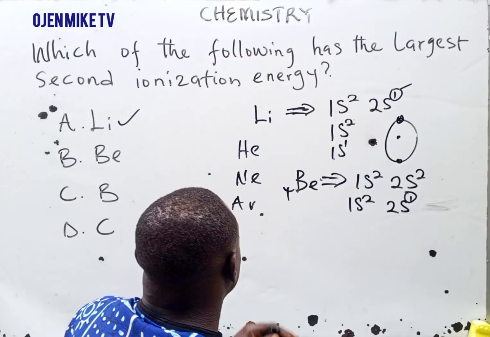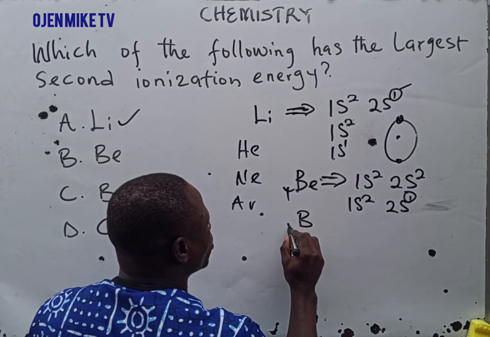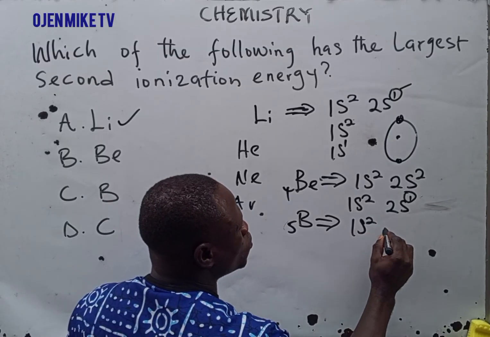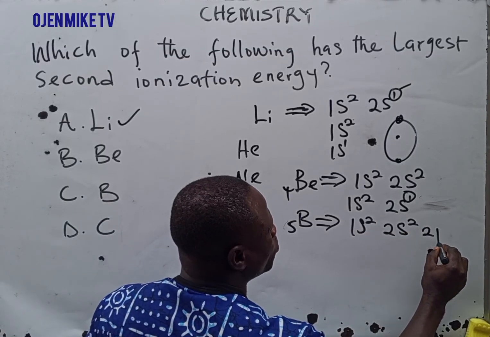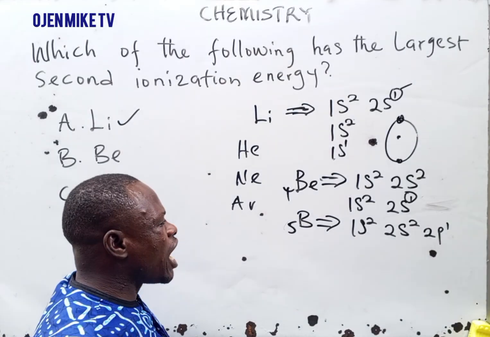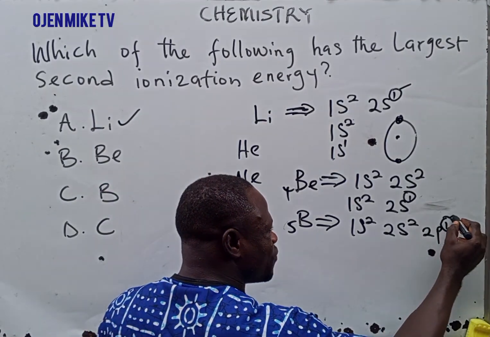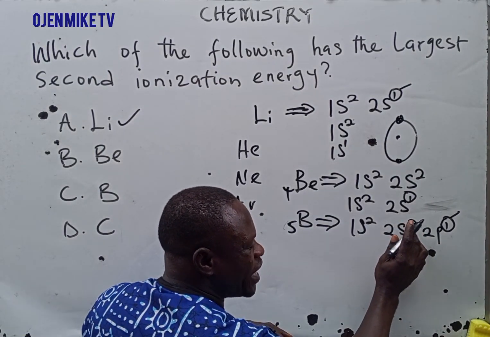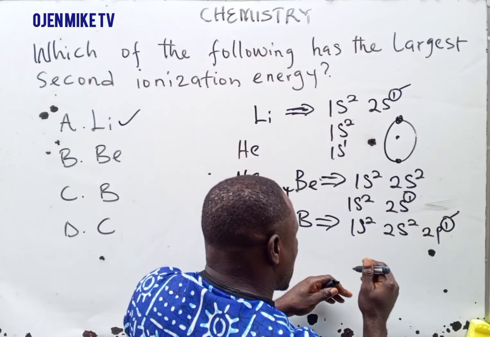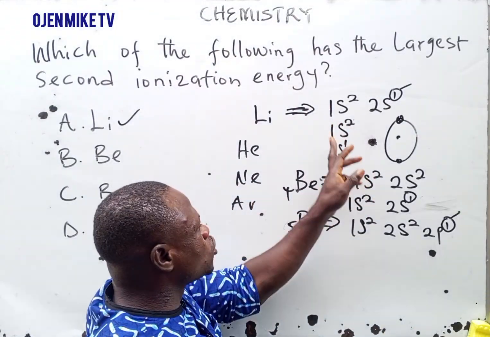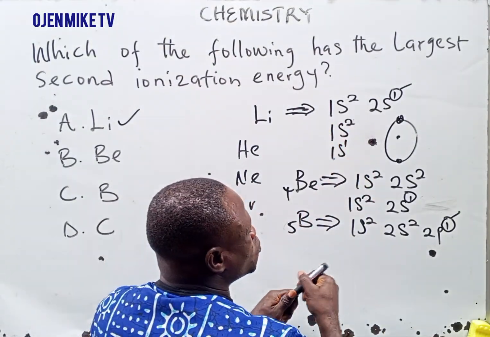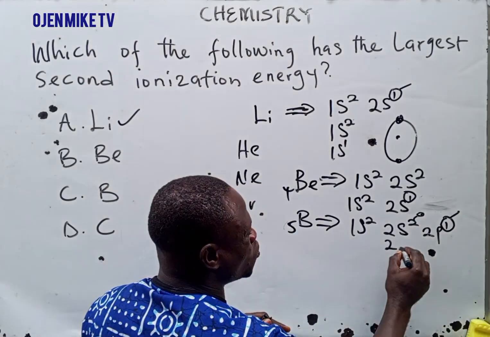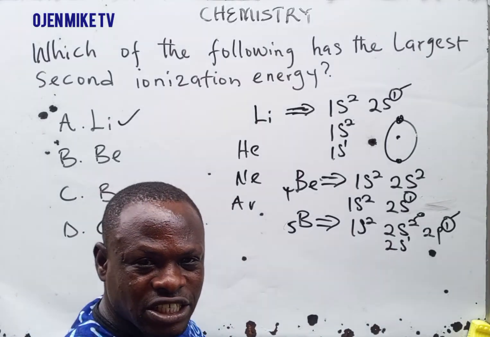For the second one, you are removing this one. Remember, this one is the core of the noble gas. Let's explore the third one. Boron has atomic number 5, so its electronic configuration is 1s2, 2s2, and 2p1. Are you following? If you are removing this one, that is the first ionization energy. The second one, you are now removing into 2s, which will require more energy, like lithium, which will break into the core. So it will now be 2s1. That is for the second ionization energy.